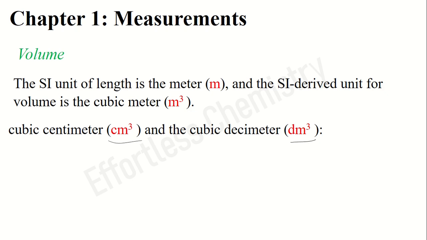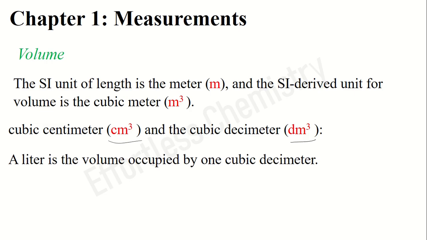Another common unit of volume is the liter. A liter is the volume occupied by 1 cubic decimeter. So 1 liter is equal to 1 cubic decimeter.